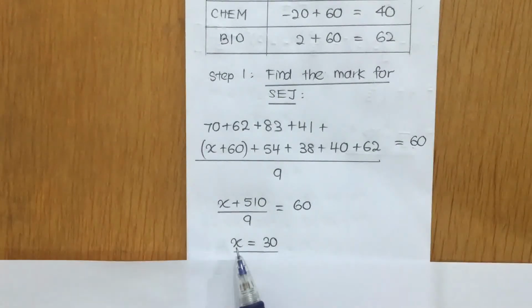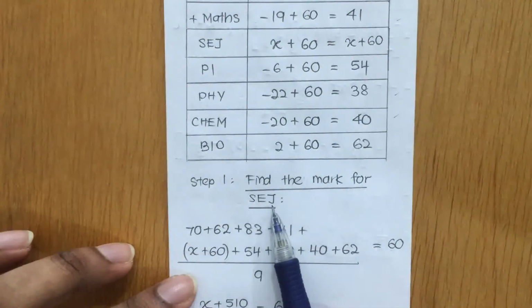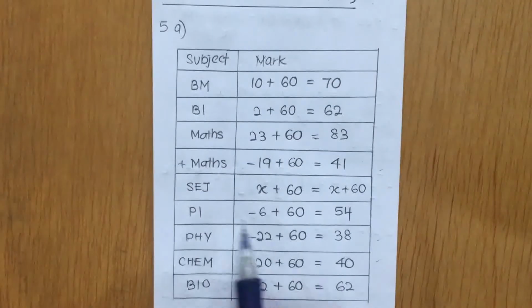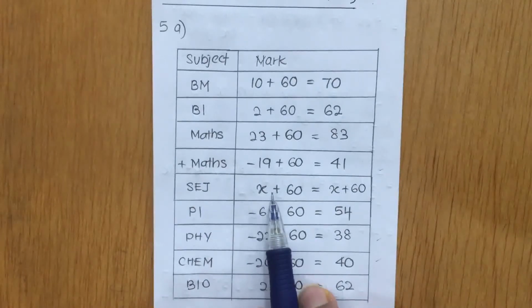This x value is just the deviation from the mean value. Okay, we are looking for the mark for sejarah. So what is the sejarah mark? Take a look at the table over here. So this is the sejarah. So the sejarah mark is x plus 60.